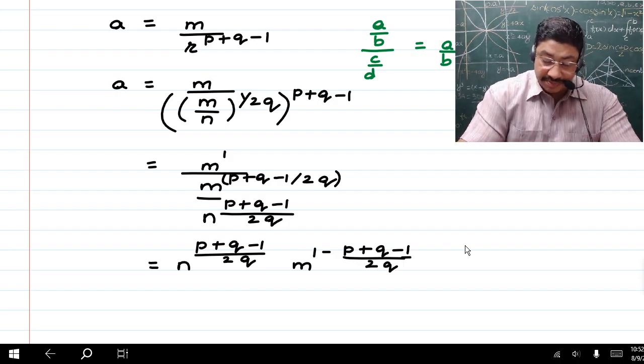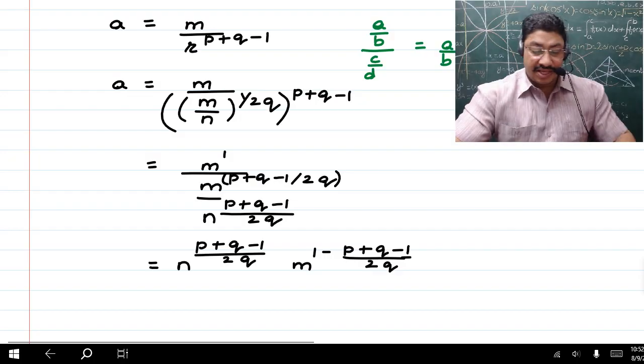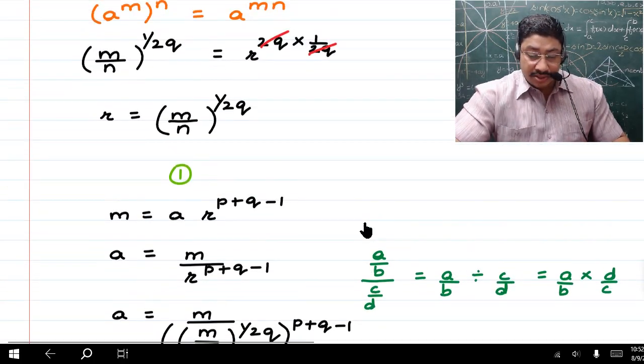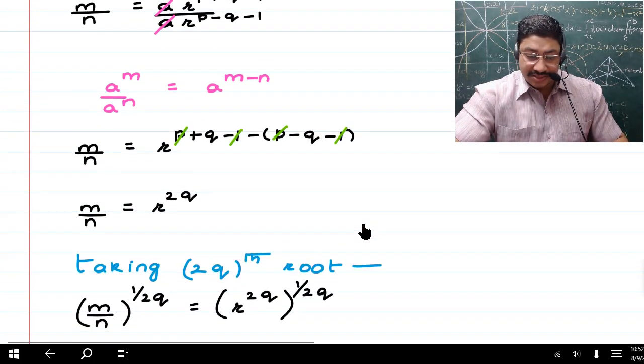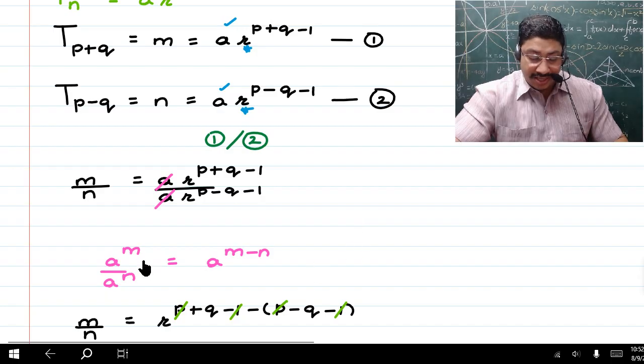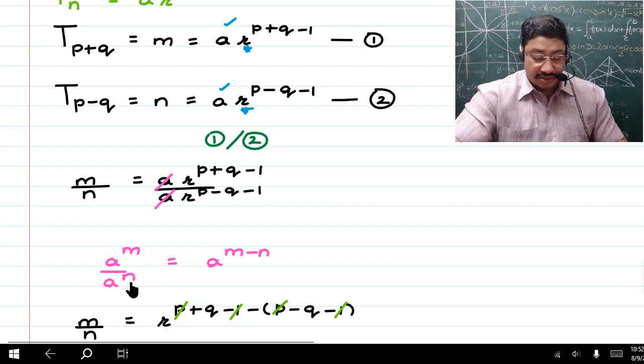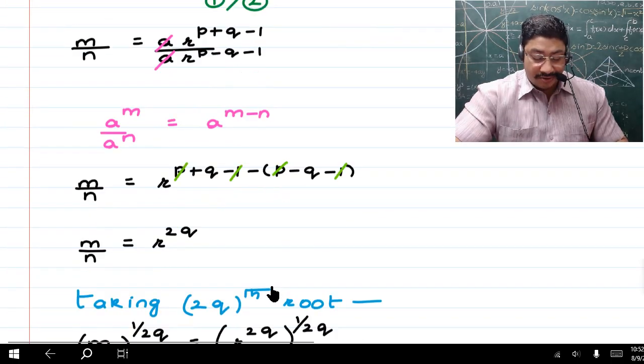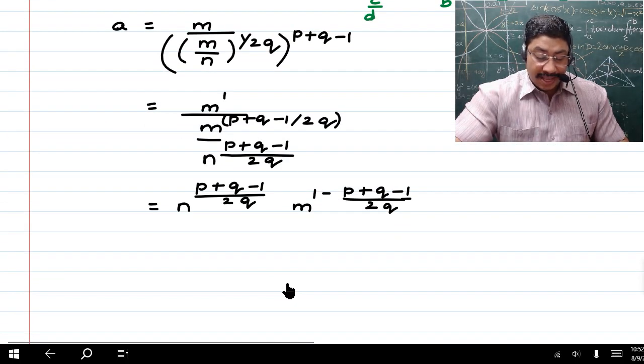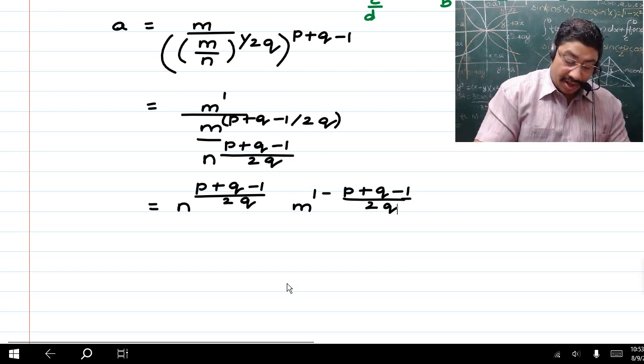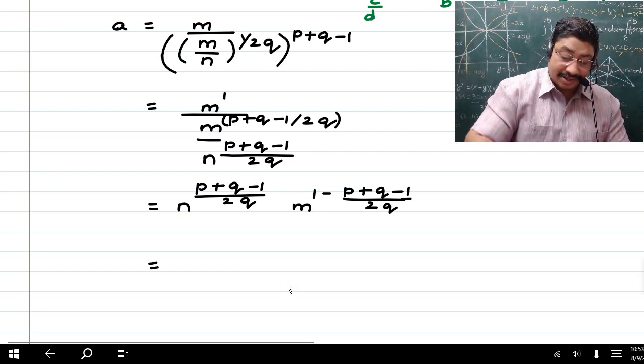Now why has this been done? That's because of this rule that we have in indices: when we talk about a raised to the power m, divided by a raised to the power n, that is the bases are the same, then keeping the base the same, we subtract from the power of the numerator the power of the denominator. So we've used this rule here, and now we will further simplify this, and that will become our answer.